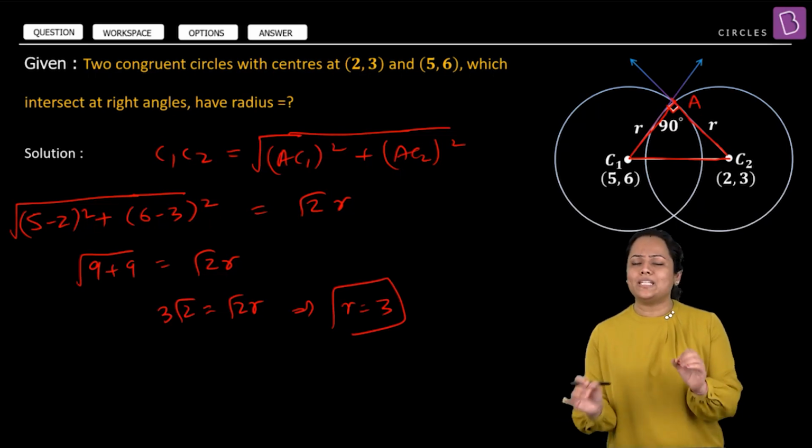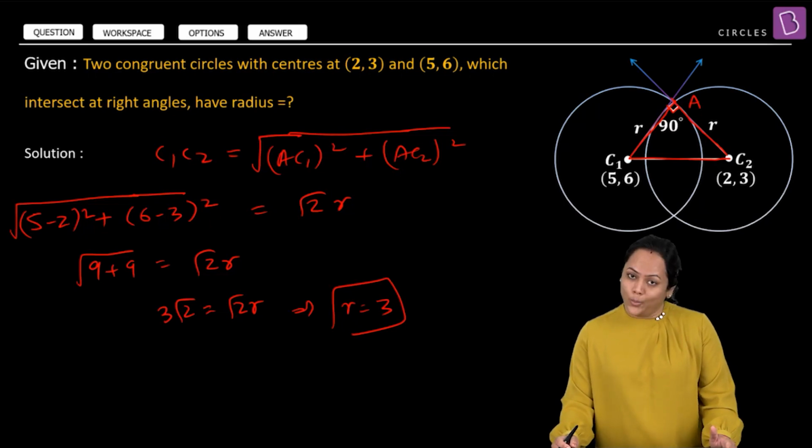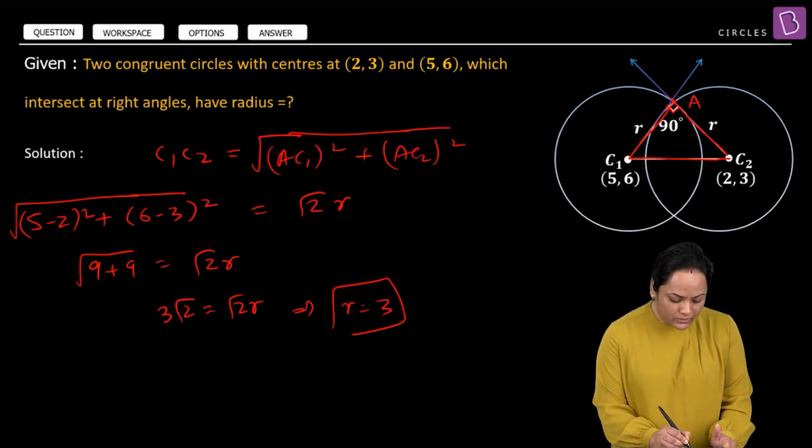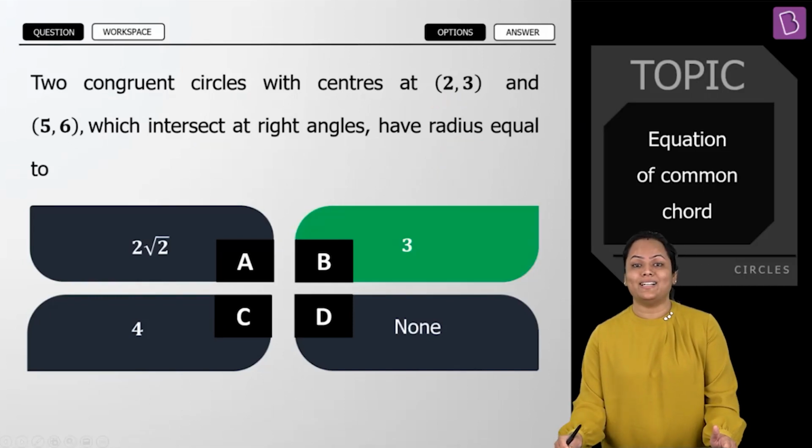A very simple question just based on Pythagoras theorem. Have you understood? Very well. So if we see the options here, what will be the correct answer? Well, B will be the right answer. Understood? Okay.